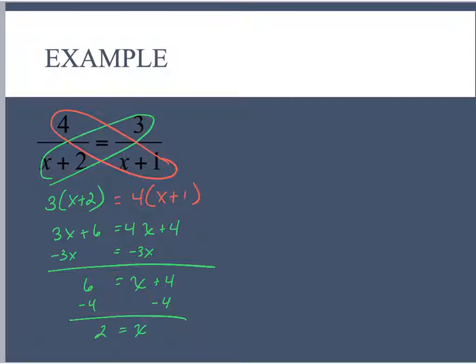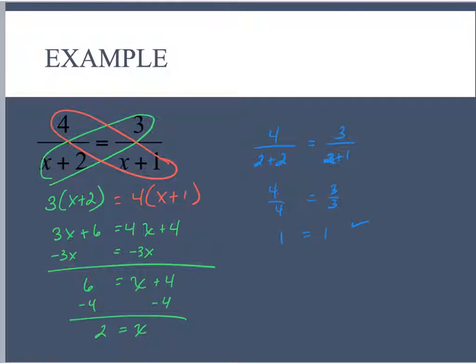Make sure you understand every step I did. Now I'm going to take that x equals 2 and put it back in the equation to make sure there's no extraneous answers, and to make sure that I have done it correctly. Whoops, I made a 3 there. It's supposed to be a 2. So I have 4 over 4 equals 3 over 3, and of course 1 does equal 1, so we know that it's a working solution.